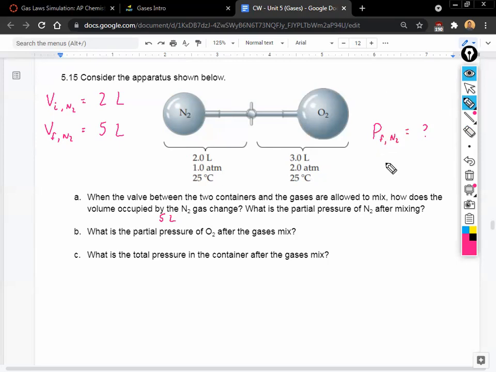So what we're going to have to do is use one of our old gas laws from the very beginning to find the final pressure. I want you guys to go back to the very top of your notes and take about 30 seconds. See which gas law we should be using to find the final partial pressure of nitrogen after it's mixed. It's going to be one of the original gas laws that we learned about. So take a second to look that up, and then after that, we'll try finishing this up together.